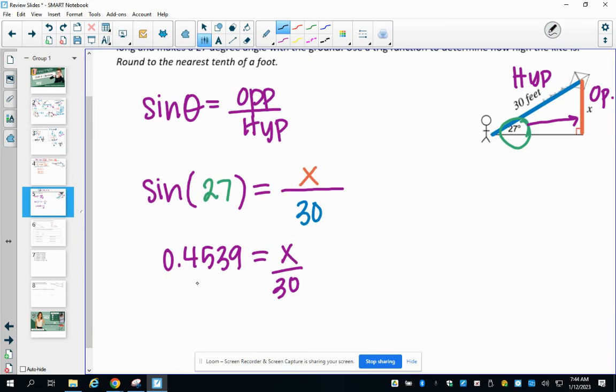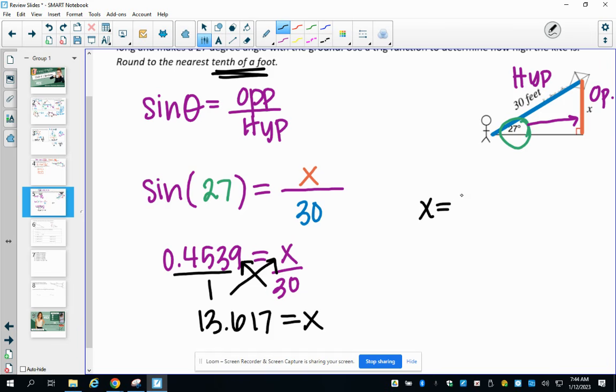Now you can just turn this into a proportion if you want to think about it that way, and then you're cross multiplying. So you're going to do 30 times this. Okay, so multiply that 0.4539 times 30, and you get 13.617. And then 1 times X is just X. Now this one wanted us to go to the nearest tenth of a foot. So that's 1 decimal place. So 13.6 feet for this one.